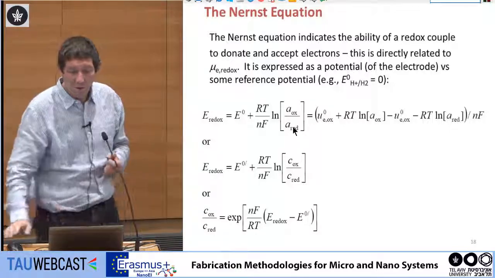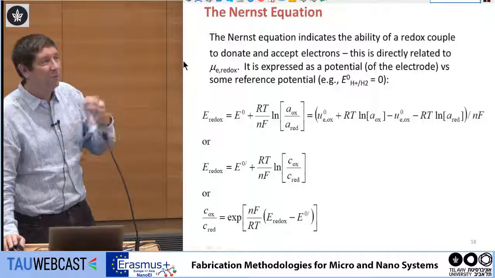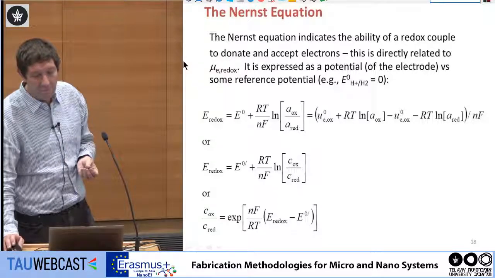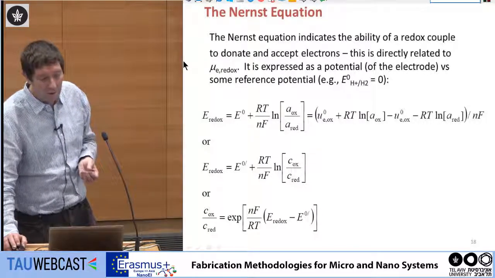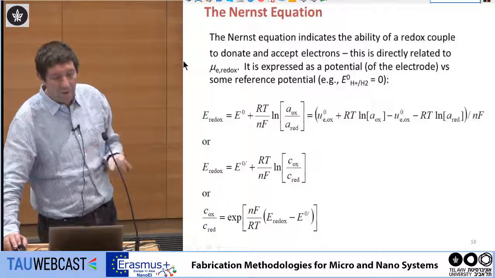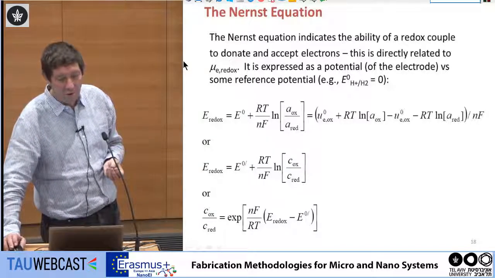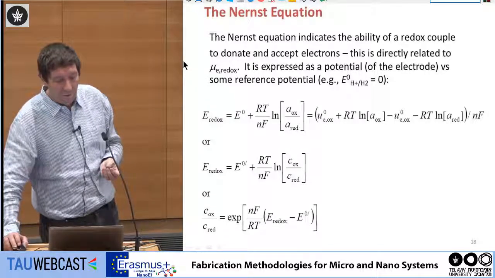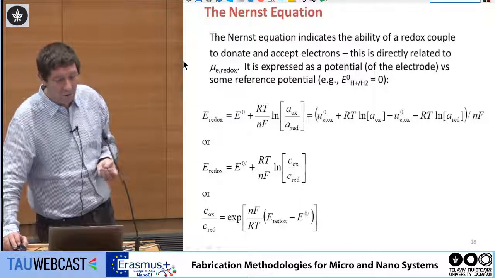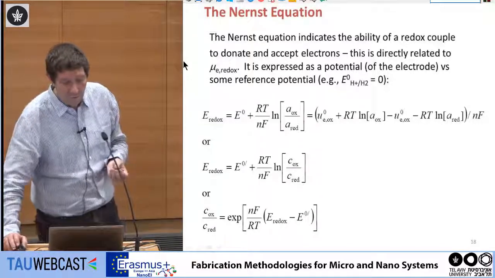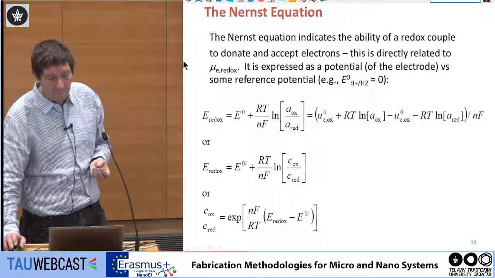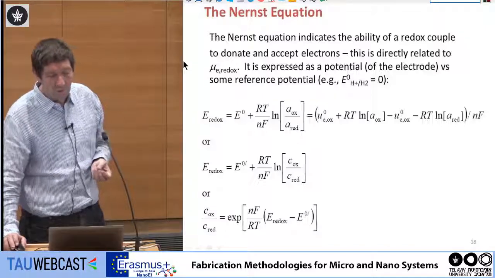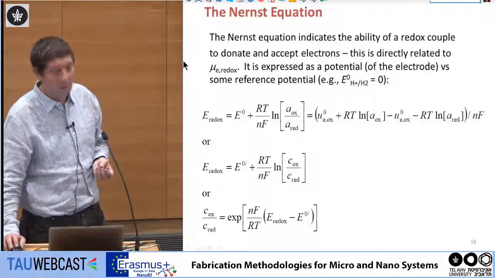In solutions, instead of electrons and holes, you have oxidizing species and reducing species, and the electrochemical potential depends on the concentration of the oxidizing component to the reducing component. The concentration ratio between the oxidizing species and the reducing species is e to the power nF (E redox minus E0). In solid state physics, we usually write e to the power of q over kT times the potential difference. So it's the same.